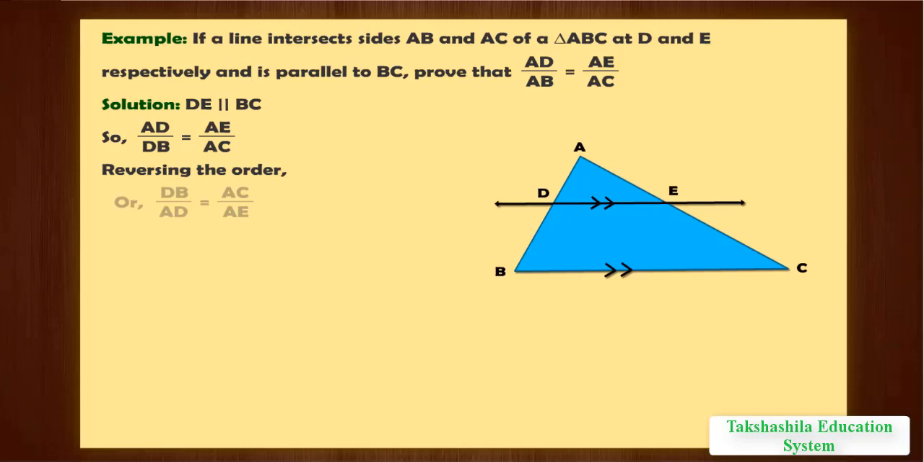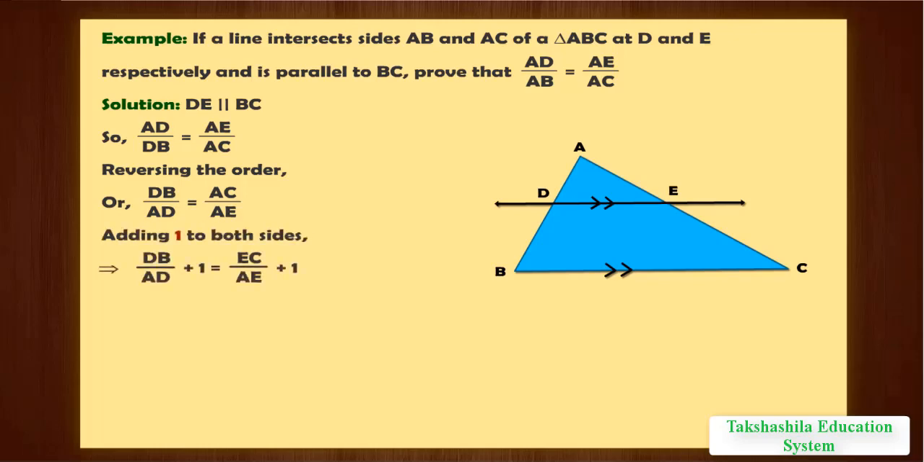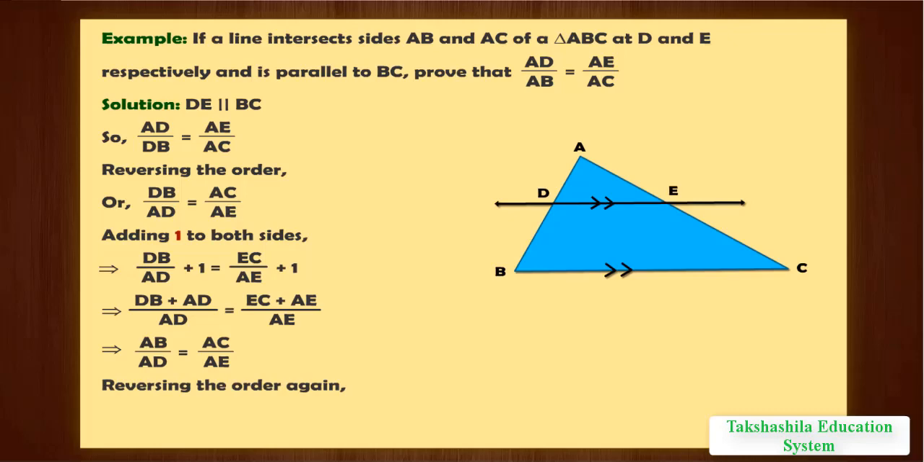Reversing the order, we get DB upon AD is equal to EC upon AE. Adding 1 to both sides, taking LCM, we get DB plus AD upon AD is equal to EC plus AE upon AE. From the figure, this gives AB upon AD is equal to AC upon AE. Reversing the order again, we get AD upon AB is equal to AE upon AC. Hence proved.